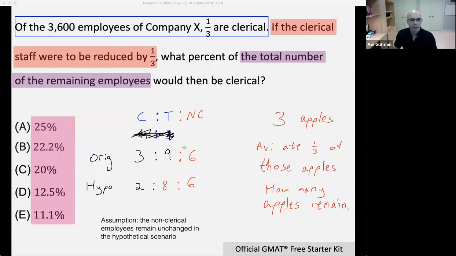Yes, Bilal, I got the 6 by subtracting, I shouldn't use that color, sorry. I got the 6 by subtracting 3 from 9, that's right. So the idea is that the total employees is clerical plus non-clerical. So we've got 3 clerical out of a total of 9, there must be 6 non-clerical. What does this purple part refer to? The total number of the remaining employees.